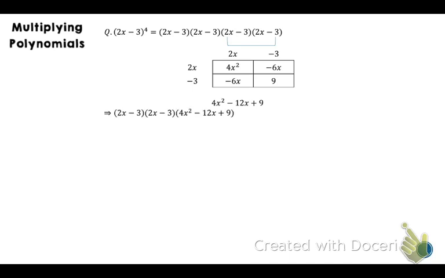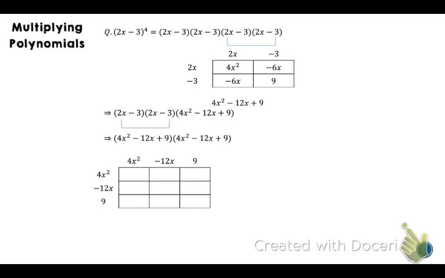Now that can replace those two parentheses right there. So I have 2x minus 3, 2x minus 3, 4x squared minus 12x plus 9. Now those 2x minus 3's can also become 4x squared minus 12x plus 9. Now we have 4x squared minus 12x plus 9 times 4x squared minus 12x plus 9. So we can draw a 3 by 3 box.